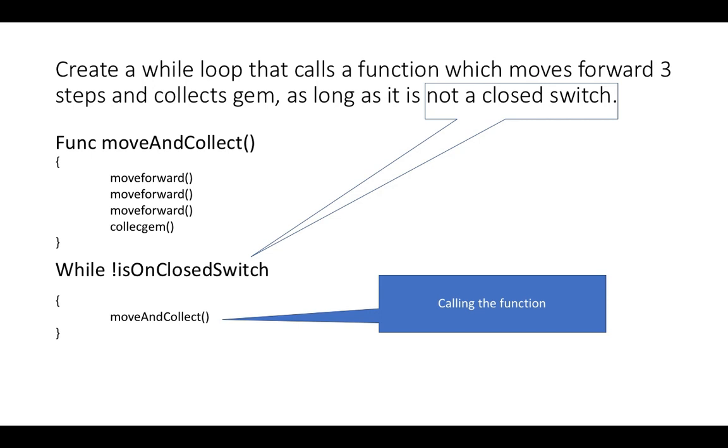So this is the beauty of calling a function within a while loop, because when we call the function once, it will move 3 times and collect a gem. If we run this while loop 3 times, how many times will move forward run? Move forward will run 9 times and it will collect 3 gems. Hope you understand. Now we will do a small exercise and you will solve problems.